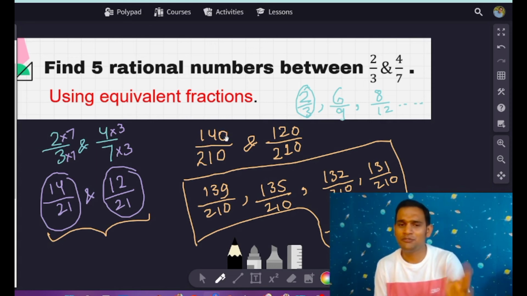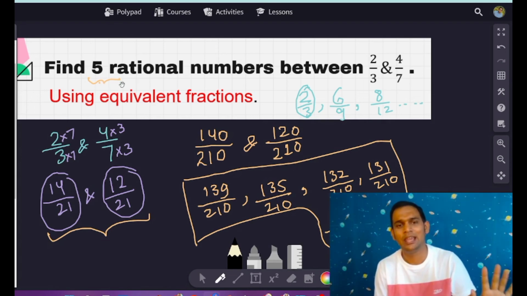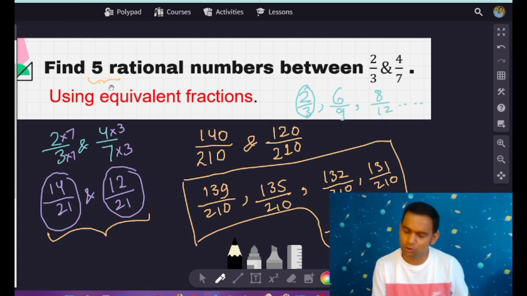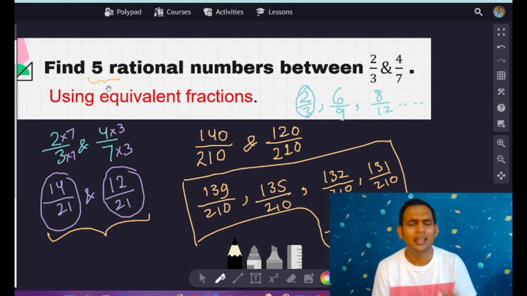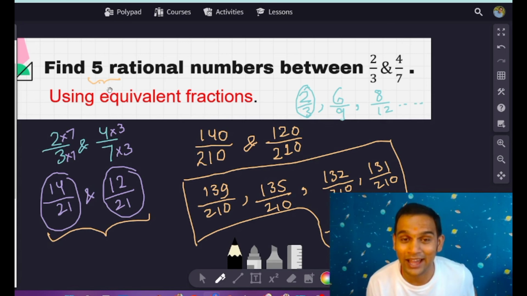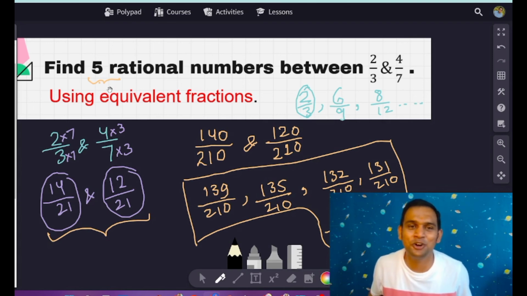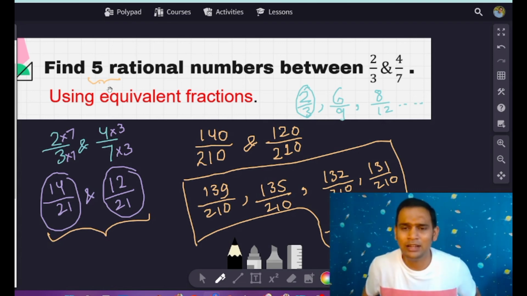Now, in some of the books it is mentioned that if you want 5 rational numbers, just multiply by 5 plus 1, 6. If you want 10 rational numbers, just multiply by 10 plus 1, 11. That process also works, but why take unnecessary formulas in our head? Just make an equivalent fraction such that you have enough numbers between the numerators. That's all. Whether multiplying by 10 is easier or multiplying by 6 is easier, you can choose what method you want. I always recommend to simply multiply by 10.